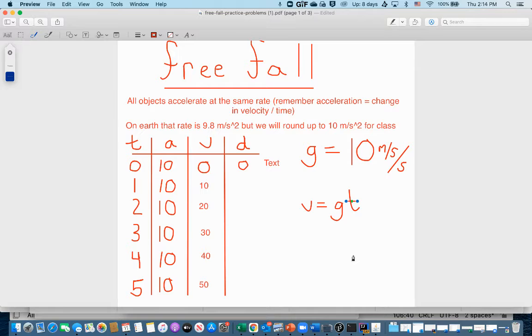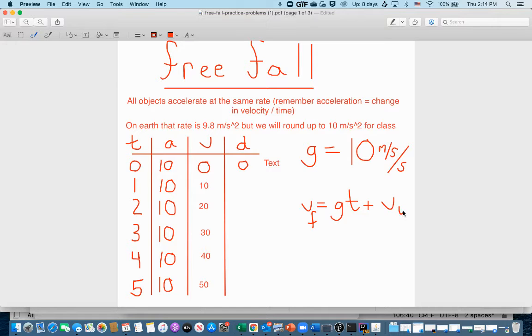Now, there's one little caveat here, right? So this is my final velocity. This is assuming we're starting from rest. And if you're starting from rest, this for sure always holds true. But if we're not starting from rest, we have to account for that initial velocity right here. And so that's going to be V initial.